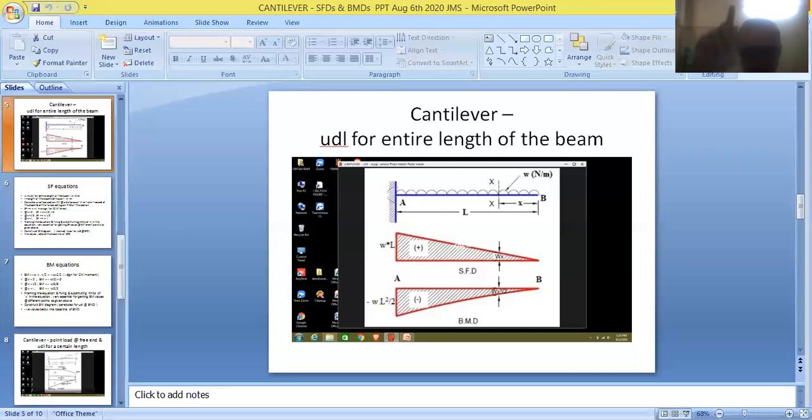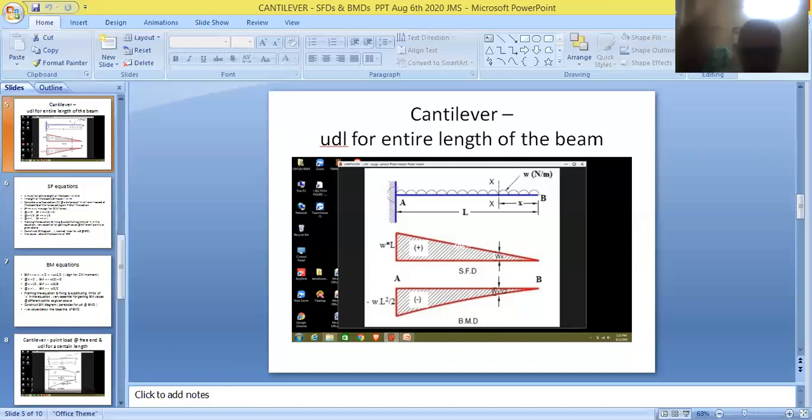Forces acting in the downward direction, take it as a positive value. Forces acting in the upward direction, take it as a negative value. Similarly, in the case of clockwise moments, you take it as a negative value. In the case of anti-clockwise moments, it has to be taken as a positive value. And finally, you go for fixing of limits for x values and substitute the limits in the main equations.